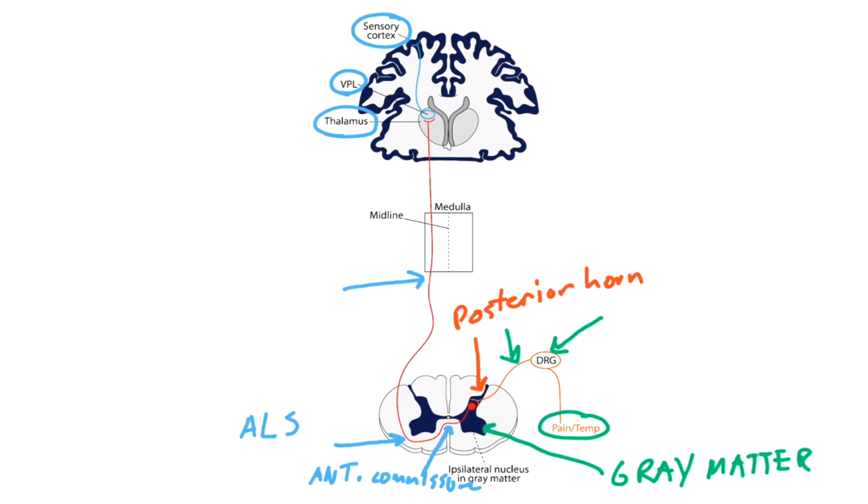Something that's really important for distinguishing the spinothalamic tract from the dorsal column pathway is that the decussation happens early in the spinal cord. As soon as the pain and temperature come in, there's a decussation. Whereas in the dorsal column, the decussation happens up here in the medulla. So now let's do a question.